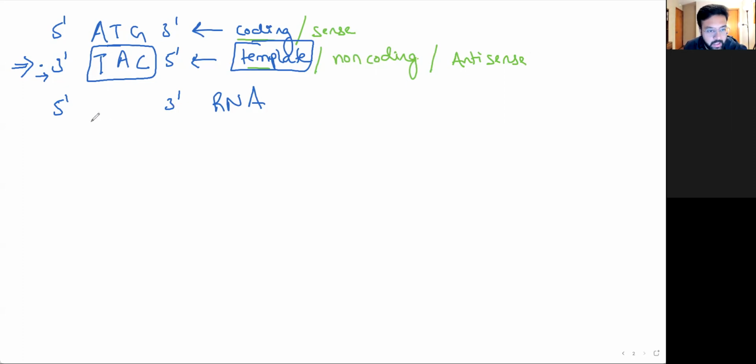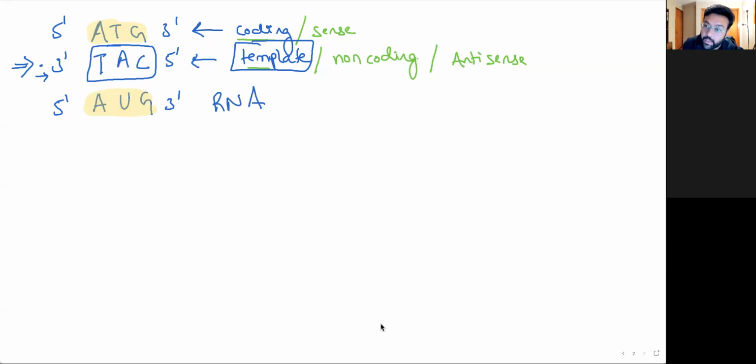What should I write here starting from 5 dash? AUG. That's very correct. Now notice this. You don't need to do all this mess. If you just remember, the coding strand is equal to the codon of the RNA, except you just have to change T to U.